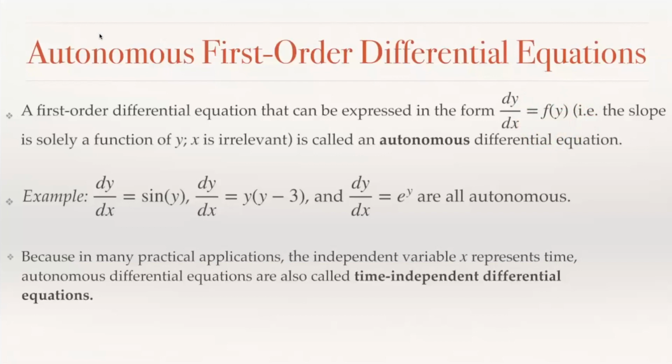And these occur everywhere in nature because there is no objective "what time is it in the universe?" Things vary according to their current state. So here are examples of autonomous differential equations. dy/dx is sine y. There's no x in that. y times (y minus 3), no x in that either. If there's no x on the right-hand side in standard form, then it's autonomous, time independent.